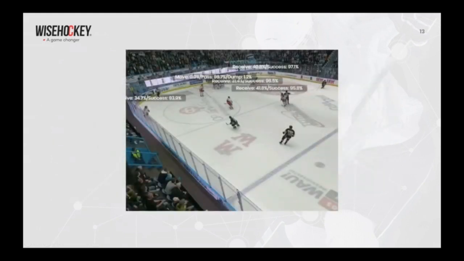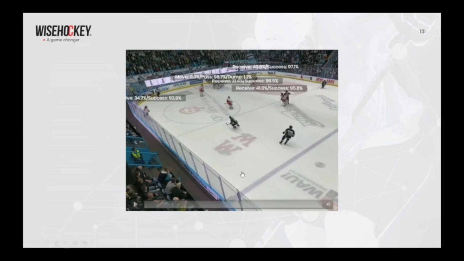Now the third example is a controlled breakout from the defensive zone. Here the three values above the player's head are move, pass and dump action probabilities, and here you can see that the receive probability isn't actually normalized so that the probabilities sum up to 1. This is because there are situations where the receiving probability is low for all players, and if you normalize those values, then there are some instabilities in the resulting pass expected values.